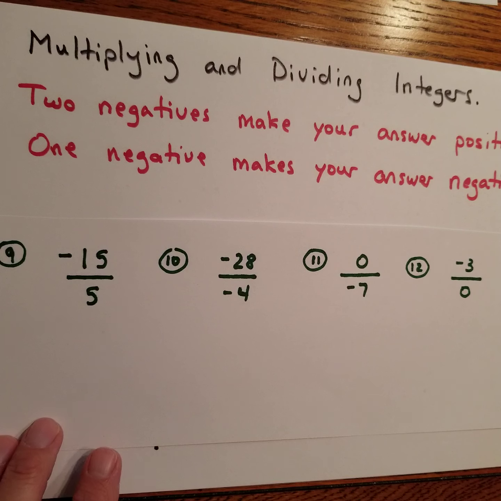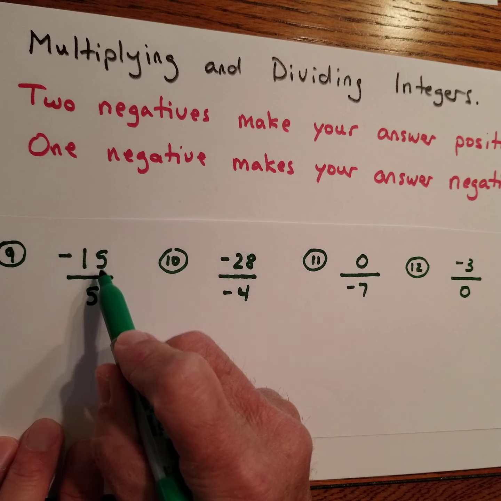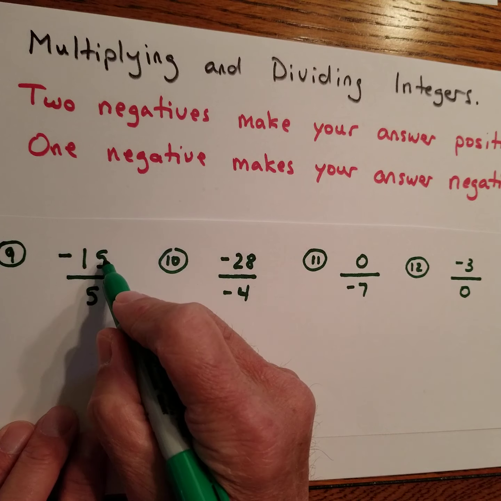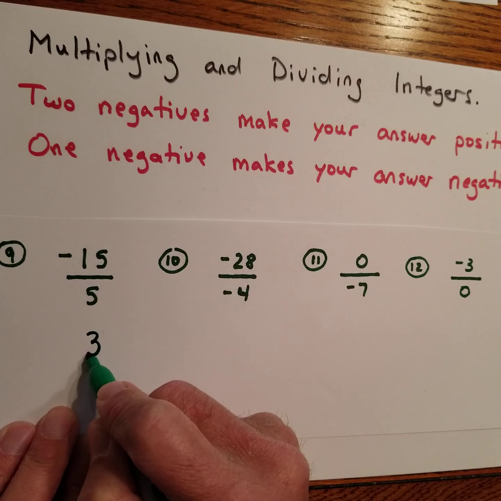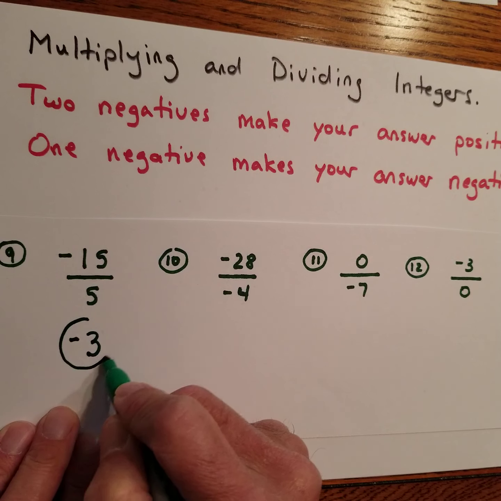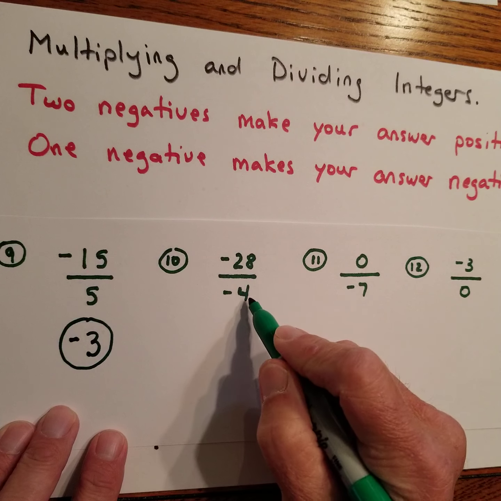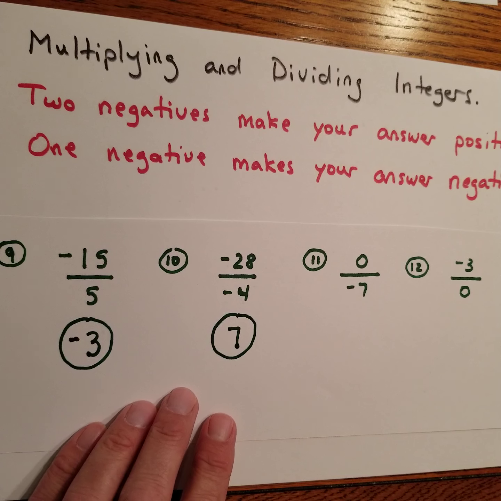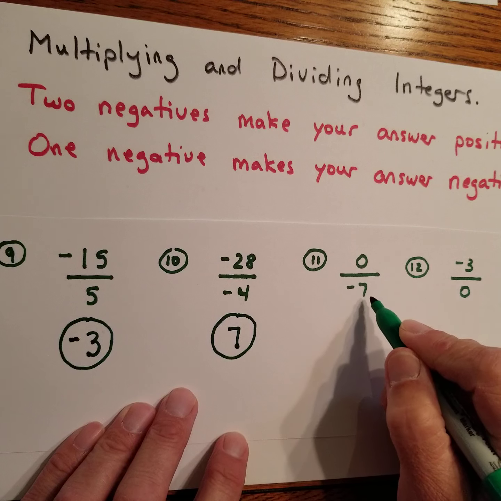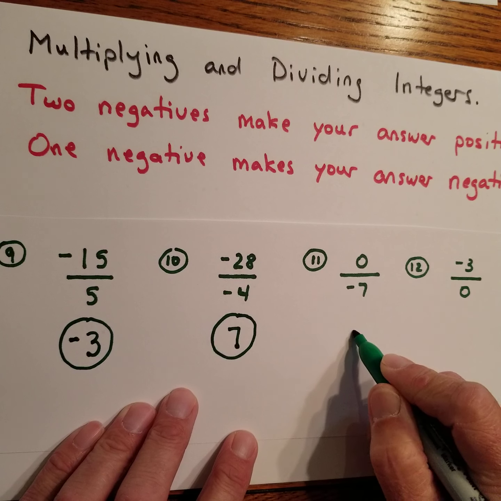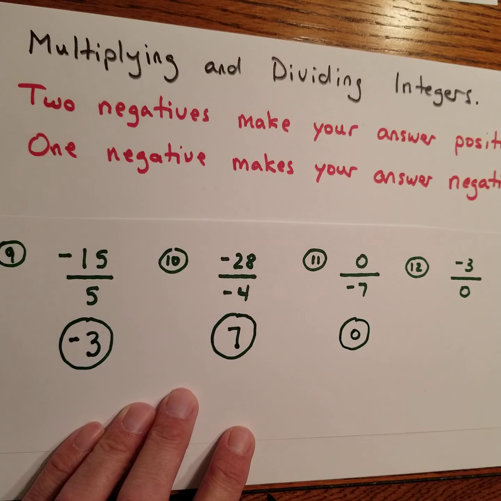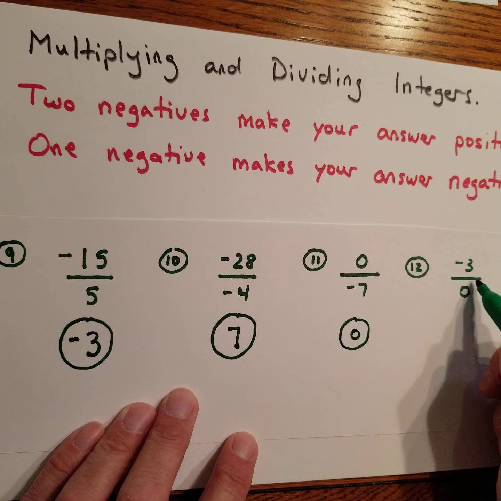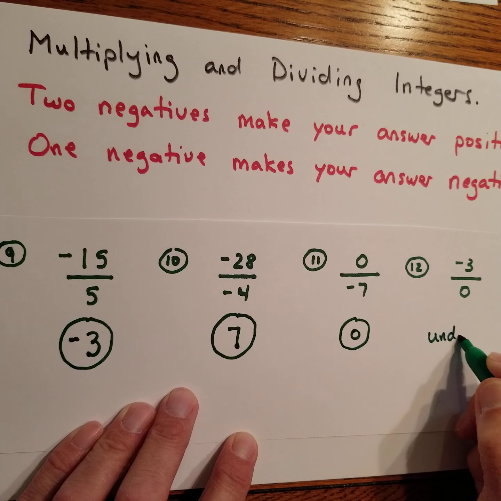Division uses the same rules as multiplication. If you have one negative, your answer is negative. Two negatives make a positive. 15 divided by 5 is 3. One negative makes my answer negative. 28 divided by 4 is 7. Two negatives make a positive. 0 divided by any number other than 0 is just 0 every time. And we know that division by 0 is not allowed. Any number divided by 0 is undefined.